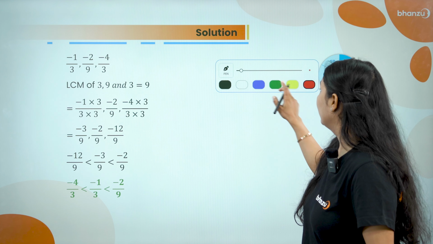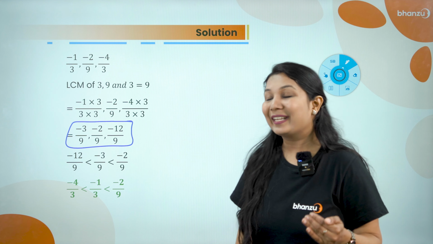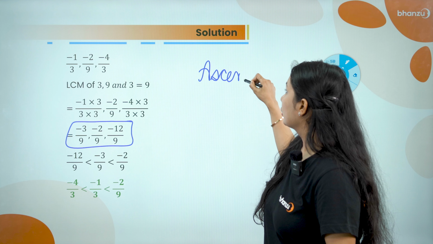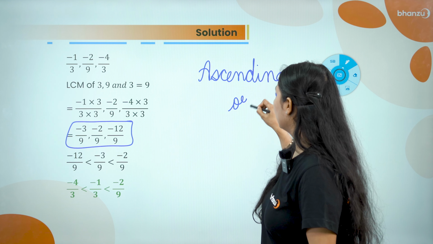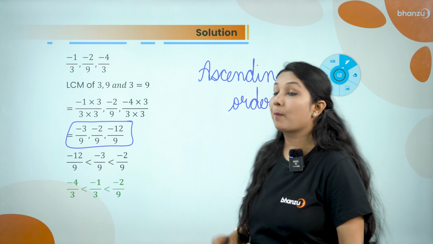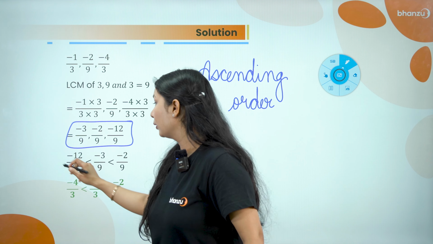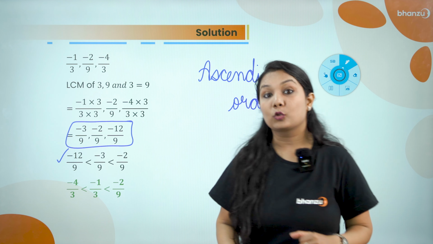So here what will we do? Once you get all the denominators the same, now we have to arrange in ascending order, right? What was the question? The question was asking for ascending order, which is smaller to bigger. So in negative numbers, the smaller number is greater. So the smallest one would be minus 12 by 9, then minus 3 by 9, then minus 2 by 9.